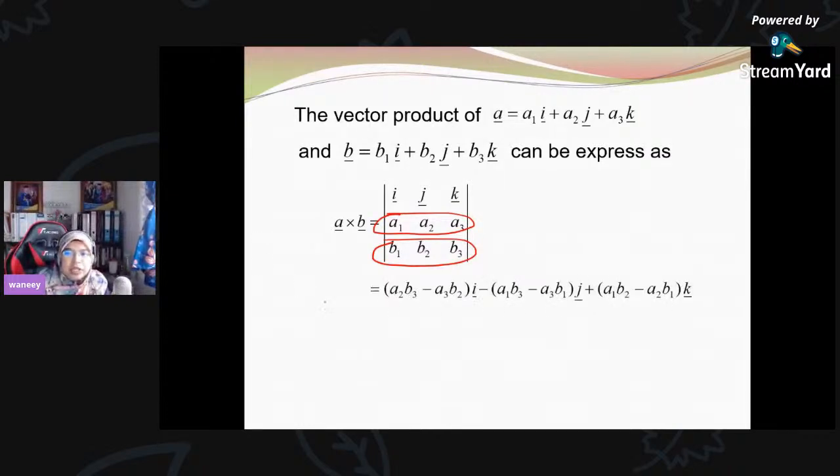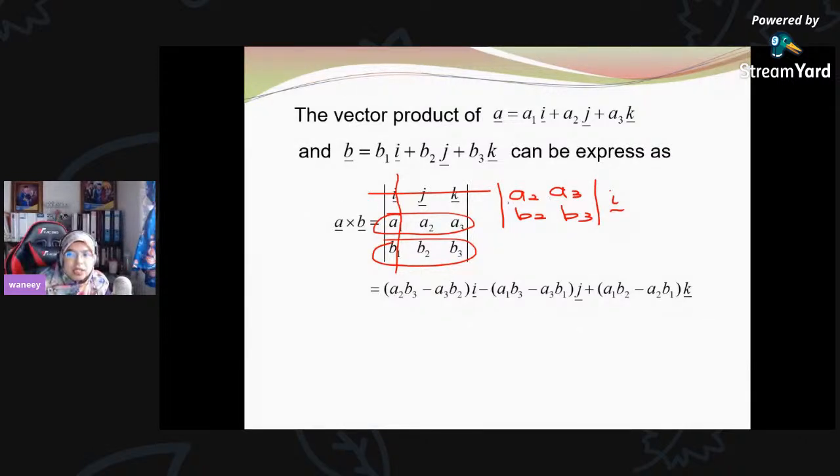Okay, so the first one, if we are deleting the first row and the first column, we are going to get the determinant of A2, A3, B2, B3, so determinant of this for i. So for a 2 by 2 determinant, we are going to take A times D minus B times C.